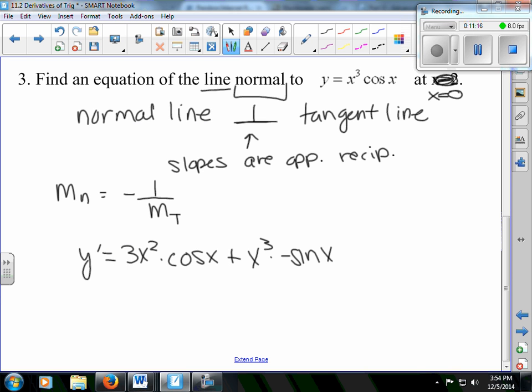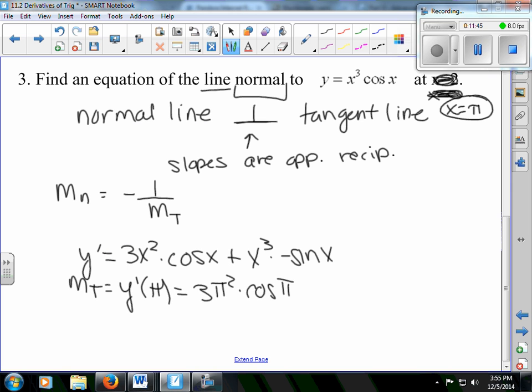Okay, so then my tangent line has slope, oh no, then I'm going to have a slope of 0. I can't do that. Okay, we're going to do it at x equals pi. So we're going to have some weird pi's in our answer, but that's okay. So my slope of my tangent line is my derivative with pi plugged in. So that'd be 3 pi squared times the cosine of pi plus minus pi cubed times the sine of pi.